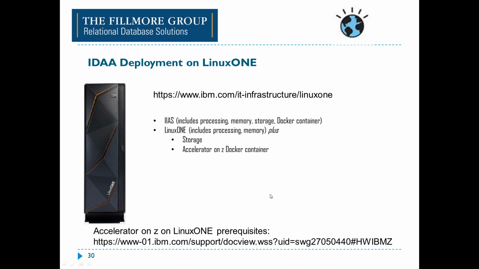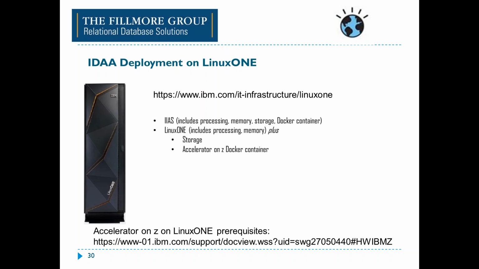I have a link to what Linux One looks like online. They come in two flavors. One is called the Emperor line. The other is a Rockhopper. Both of those are types of penguins, penguin being the symbol for Linux. So you can actually deploy this. I have put the link here to the Accelerator on Z prereqs for Linux One.